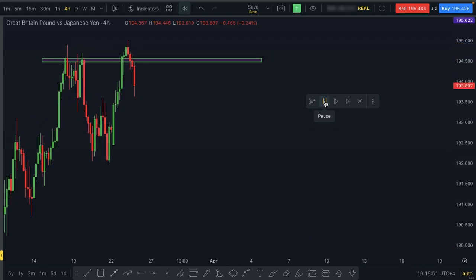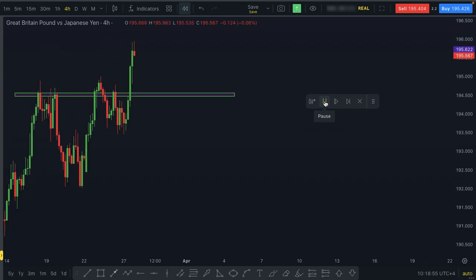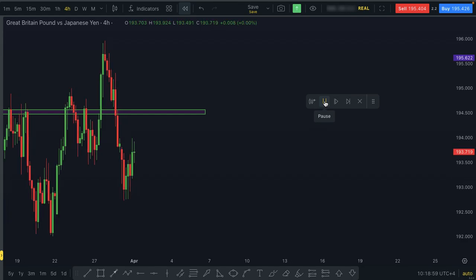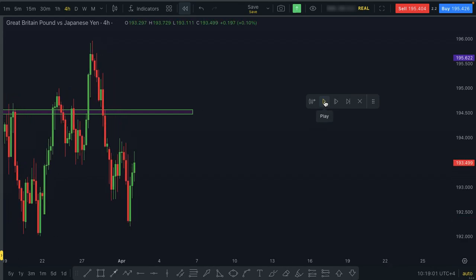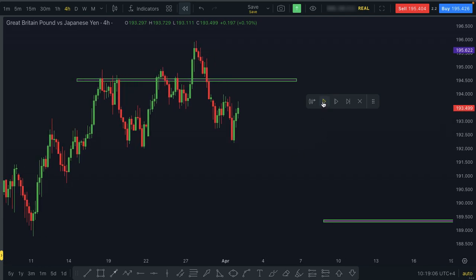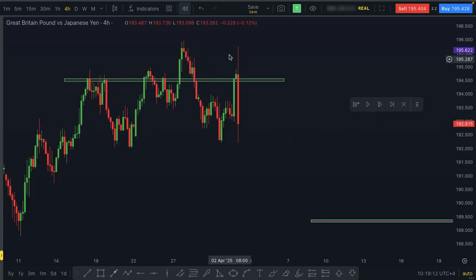Again, it revisits and fails to push further to the upside. You can simply see it again fails to push further to the upside. It's still maintaining. So guys, you can simply see how super easy this is. Let's play this again. Okay, it visits again, it fails. You can simply see it gave us this shooting candle. It fails.